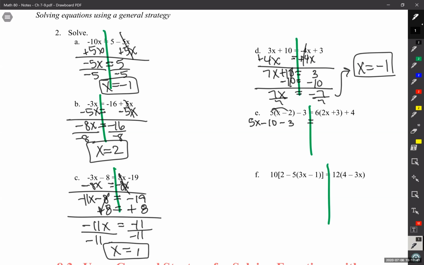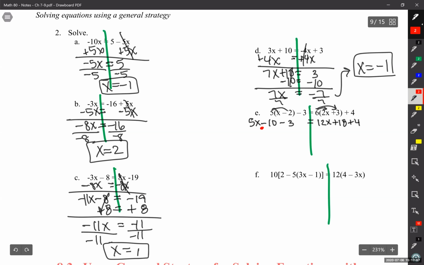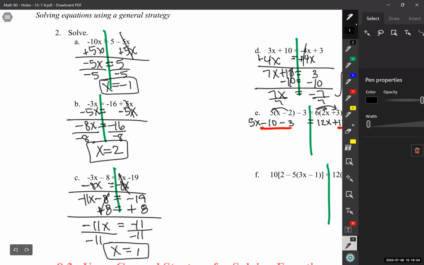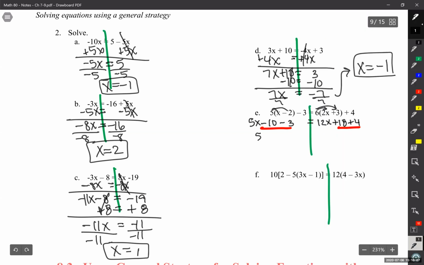Try that again on the right. The 6 goes to the things in parentheses. The 6 does not go to the 4. Next step, simplify by combining like terms. So my like terms on the left are the 2 constants. My like terms on the right are 2 other constants. So I have 5x minus 13 on the left and 12x plus 22 on the right.